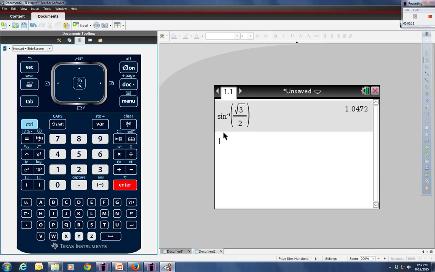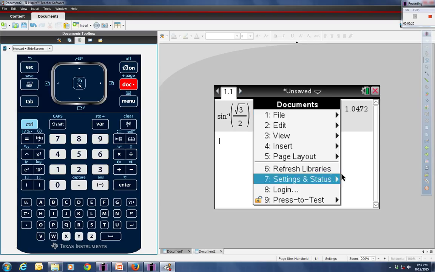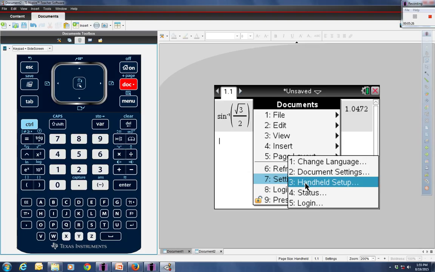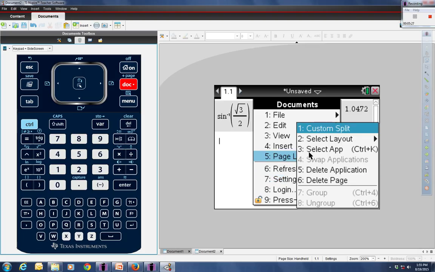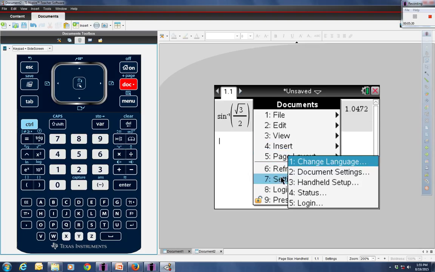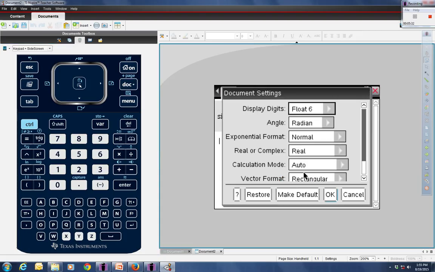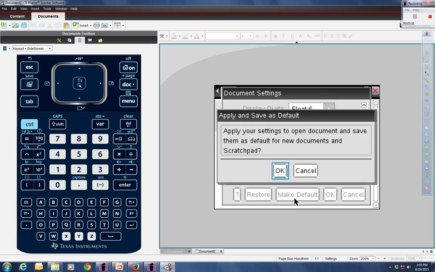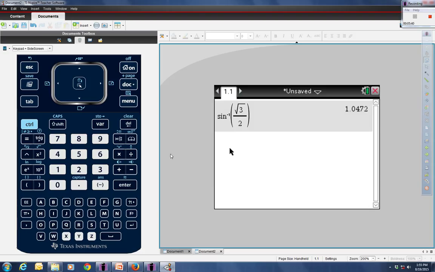I've got to check. I'm probably not in radians mode, so let me go to a different settings, document settings, and I want to change this. See, it's in radians. I want my answer in degrees. So I'm going to hit make default and hit OK. Let's try this again and see if I get the right answer.